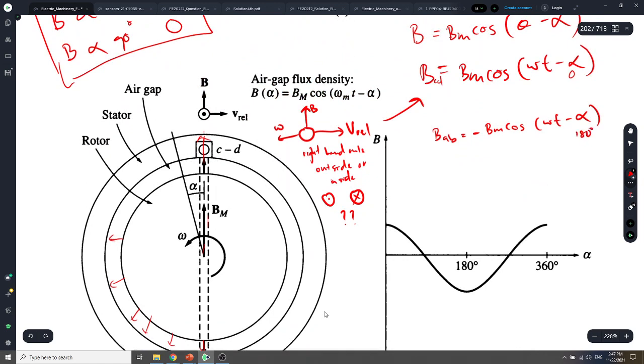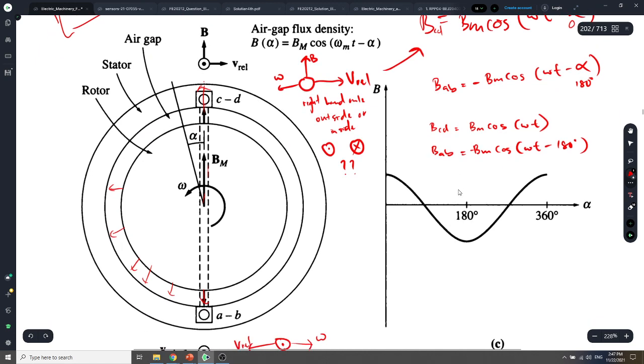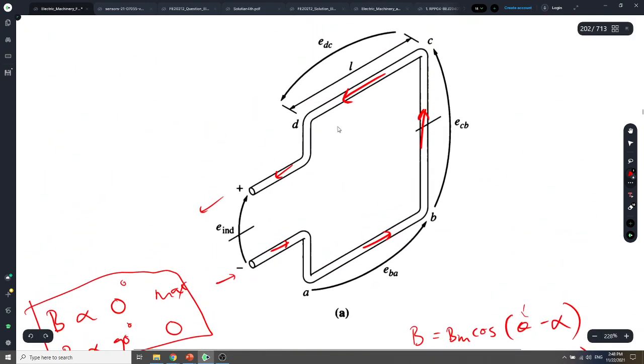So BCD equal to BM cos omega t. BAB equal to BM negative cos omega t minus 180. So kita dah ada dua ni kan. So kenapa kita nak ambil bawah CD dengan ni? Sebab dia flow. Sebab ni sebab dia ada current flow ni.